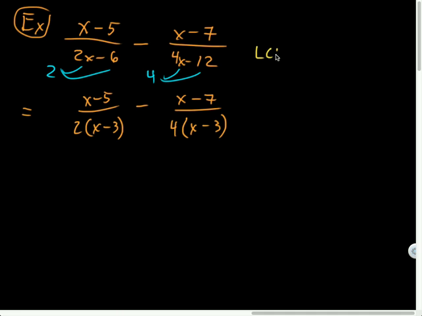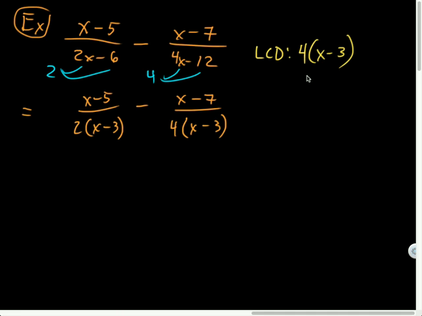So what is the LCD? Between 2 and 4, what number do both of those go into? 4. 4 goes into itself, and 2 goes into 4. So I need to have at least a 4 in the LCD. And how many x minus 3s do I need? Just one of them.